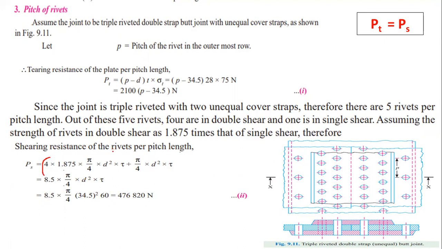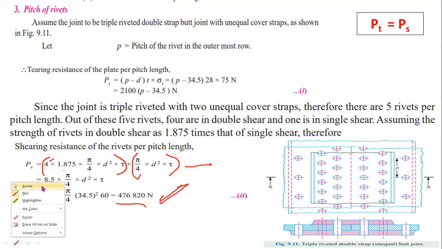From here to here, this is the double shear for 4 rivets, and this is the formula for single shear for the single rivet. This is the formula for PS, and this is the final value for shearing strength. This is the shearing strength of the joint.